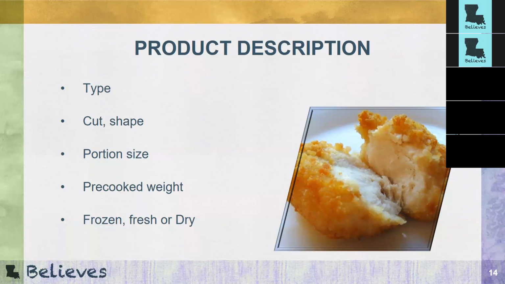The description should include your type, cut, shape, portion size, pre-cooked weight, whether it's frozen, fresh, or dry. In the case of chicken nuggets, what type of chicken nuggets are they? Are they spicy, southern, breaded, battered? Do you want a particular shape, such as dinosaur-shaped nuggets? Are they pre-cooked and just need to be reheated, or are they raw? Do they come to you frozen?